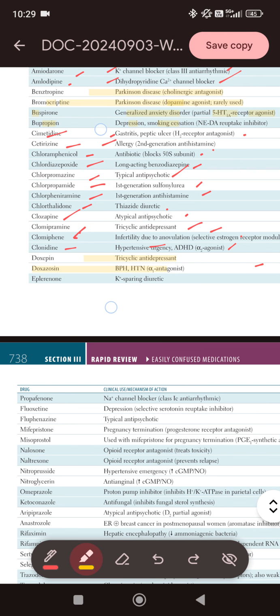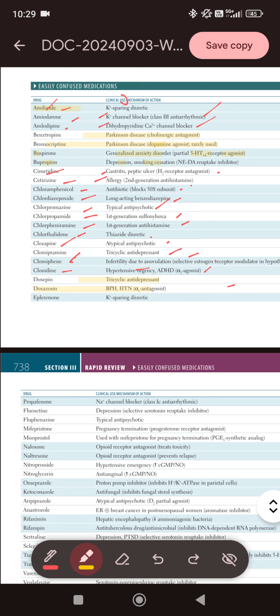eplerenone, like we have amiloride potassium sparing. Same, eplerenone, it's a potassium sparing diuretic. Next we have propafenone. Propafenone is N for N, sodium channel blocker. Class 1C antiarrhythmic.